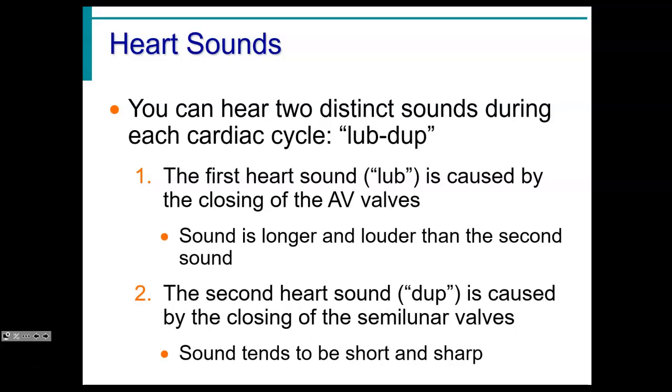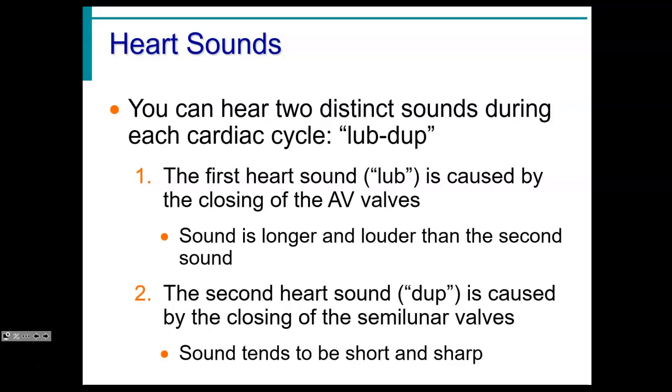So now what that is, is the valves closing. When you hear lub, it's the AV valves closing, which are the tricuspid and bicuspid valves. Those close, you hear the lub, and then the dub is the semilunar valves closing, which are the aortic and pulmonary valves. Those close, and you hear the dub. Okay, so that's what you're hearing. Those valves snap closed.